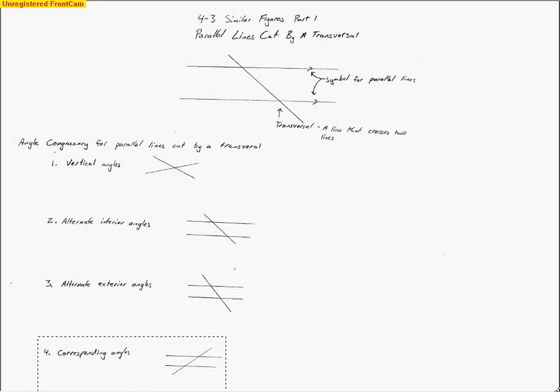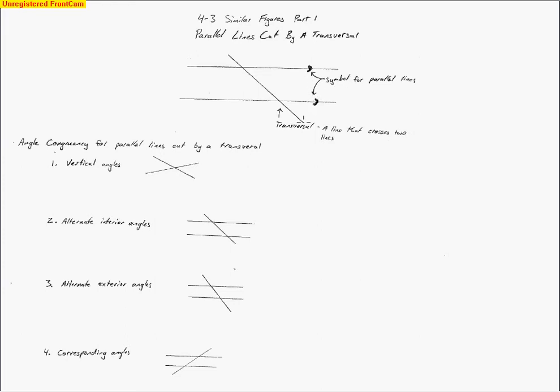This is the tutorial for Chapter 4, Section 3, Part 1. What we're going to be taking a look at today are parallel lines cut by a transversal. We know lines are parallel when we see this symbol right here. When you see this arrow, and another arrow along another line that appears to be parallel, those are parallel lines.